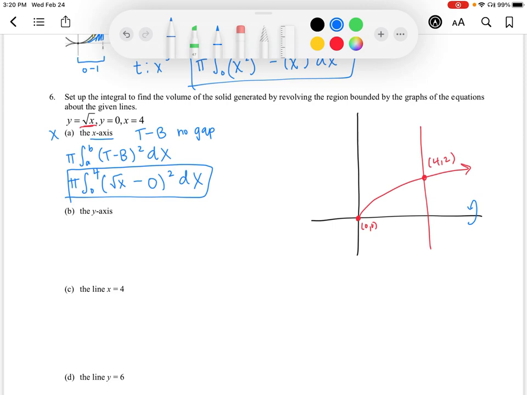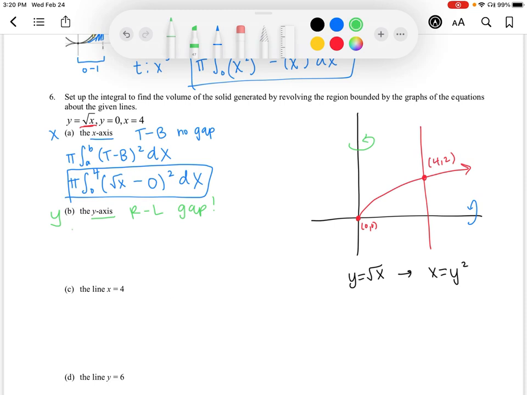Okay, let's look at B. So B is revolving around the y-axis. So this time we're going to deal in terms of y. And this one, we're going to have a right minus left. And it's not flush against that, so that does mean we have a gap, and we are using our washer method. So the first thing that I want to do is that if I have y is equal to the square root of x, that would be the same as x is equal to y squared. So I'm going to go ahead and switch that so that we've got our y part that we need for this.